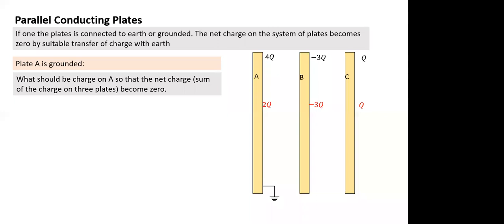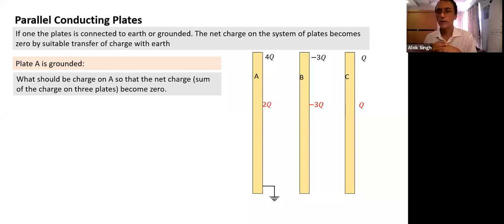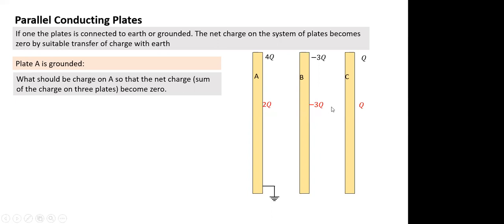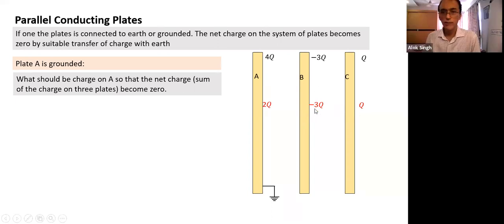Sir, I didn't understand how did it become 2Q? What did we say here? The net charge of the system has to become 0. Net charge means what? The sum of charges on 3 plates. You tell me why I have not changed this minus 3Q. Can this charge change here? No, sir. Why can it not change? Sir, it's isolated. Isolated. So this will remain minus 3Q. This will remain Q.